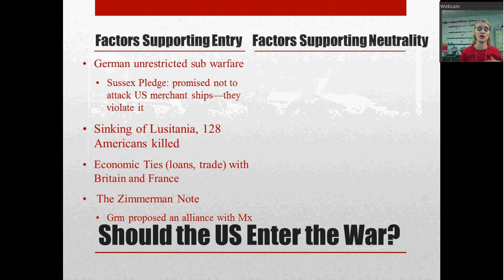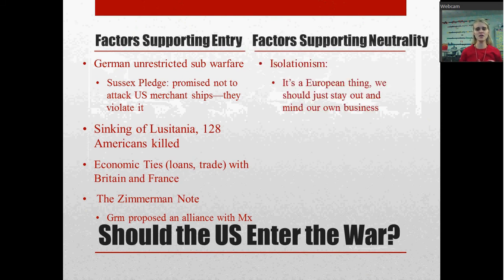So the factors supporting neutrality, there are a couple things here. The first is isolationism. So basically what this idea is that the United States wants to isolate itself. This is a European conflict. We need to stay out of it, mind our own business. We were not involved in this. We don't care about their colonies. We don't care about their empires. This is not an American thing. We have no business being involved in it.